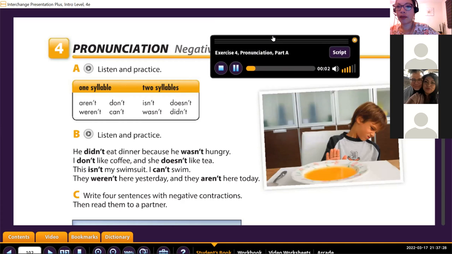Page 102, Exercise 4, Pronunciation. Negative Contractions. Part A. Listen and practice. One syllable. Aren't. Weren't. Don't. Can't. Two syllables. Isn't. Wasn't. Doesn't. Didn't.